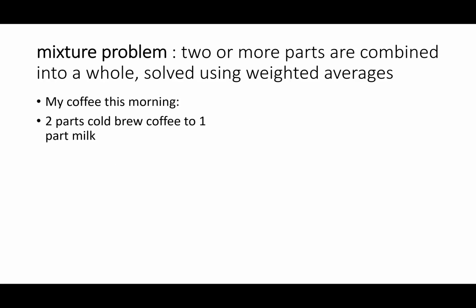Okay, so a mixture problem. Two or more parts are combined into a whole, and that is solved using weighted averages. So my coffee this morning, I had 2 parts cold brew. Oh, it was so good. It's my first one. With 1 part milk.